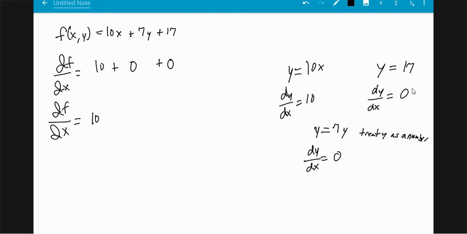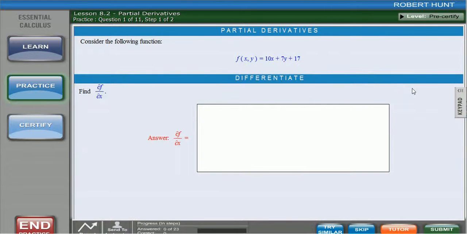Alright, let's put that in. 10. There we go.